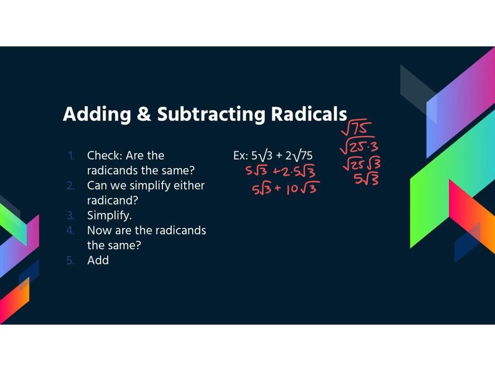Step 4. Now, are the radicands the same? They indeed are. We can consider these being like terms. So now all we're going to do is we're going to add the numbers on the outside. So I'm going to go 5 plus 10 is 15, and we keep the same radicand. So square root of 3. 15 square roots of 3 is our answer. This will be the same process for subtracting. Now let's go ahead and practice.